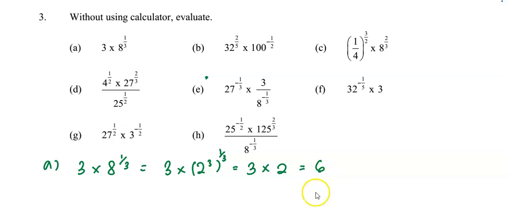Now you have a 2. So you can see that in the process I got the answer. I haven't used the calculator to find 8 power of 1 over 3. You just simplify by using the knowledge of the indices.